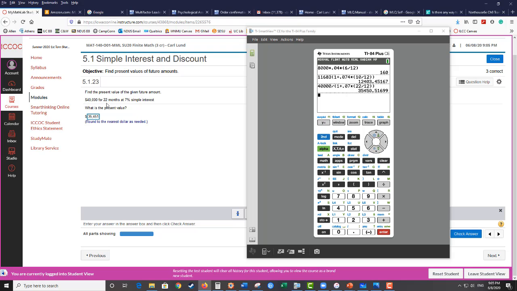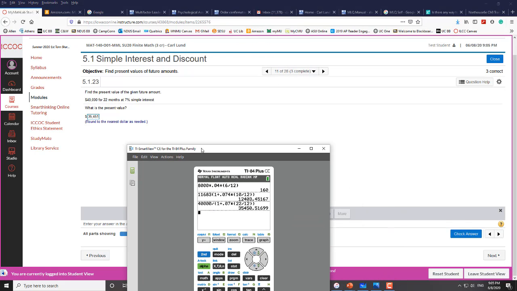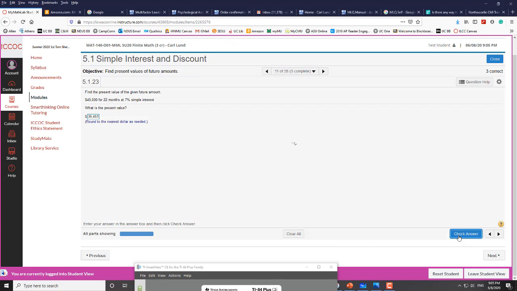And what this is saying is, pretend this were an investment, like a savings account. If in 22 months' time I needed $40,000 and I was getting 7% simple interest, which by the way would be an awesome interest rate if you could get that, I would have to deposit $35,451 today to get to $40,000 in 22 months' time.